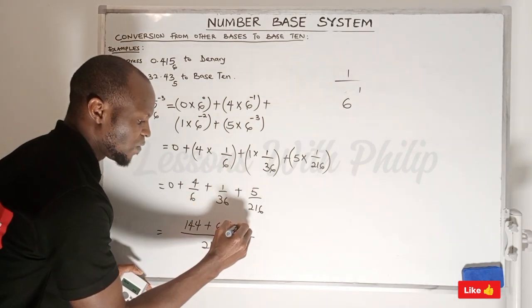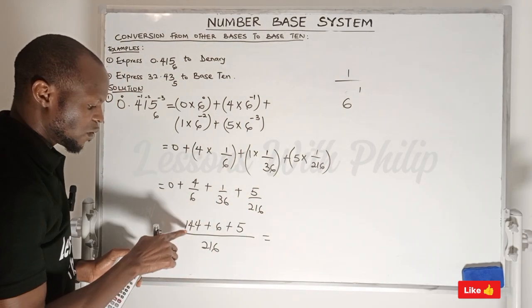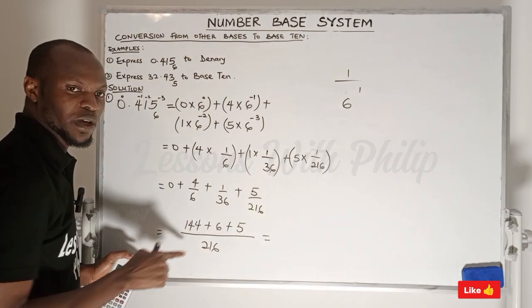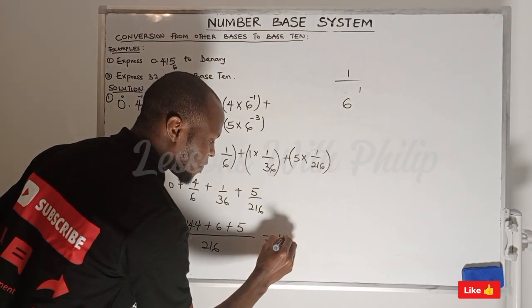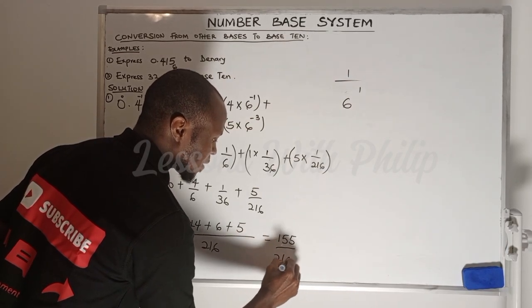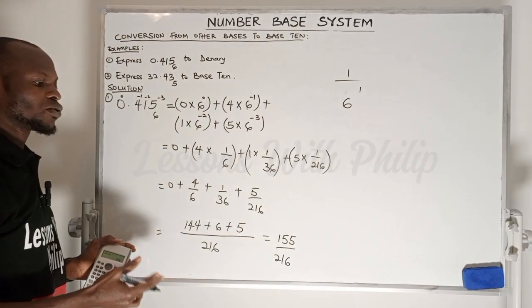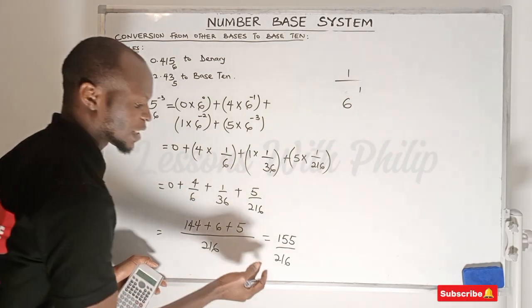1 times 5 will give us 5. If you add all of them together, 144 plus 6 will give us 150. 150 plus 5 will give us 155 divided by 216. If you like, you can decide to convert it to a decimal number, or you can decide to leave it.